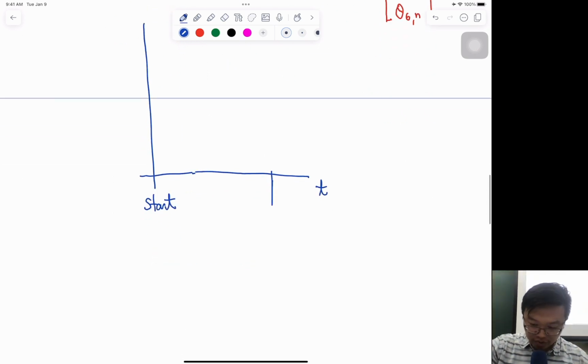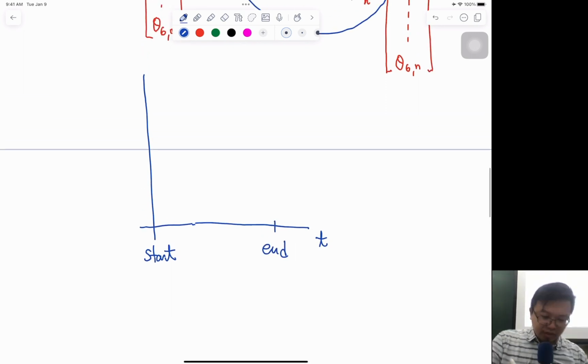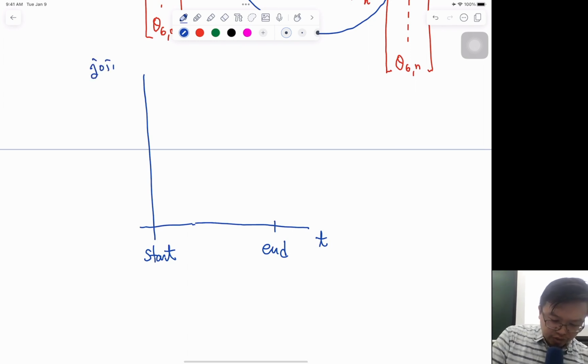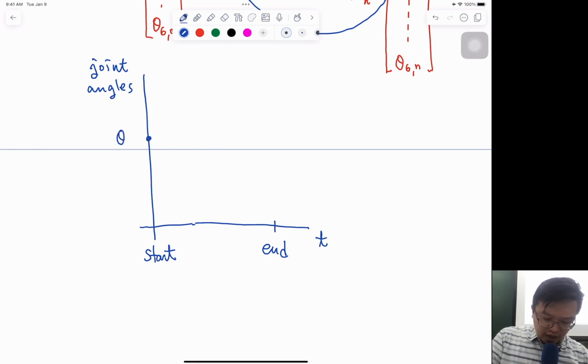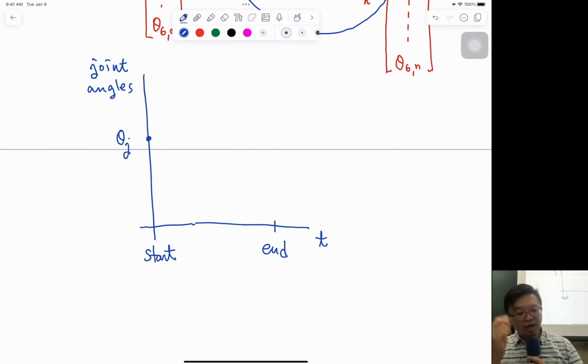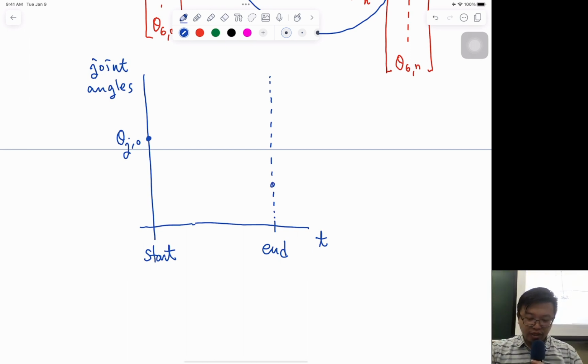This is the end, okay? And let's say these are the joint angles. And let's say this is my theta, for example, the jth theta at zero configuration. And let's say the jth theta at the end is supposed to change to a new angle. I call this theta j comma n.